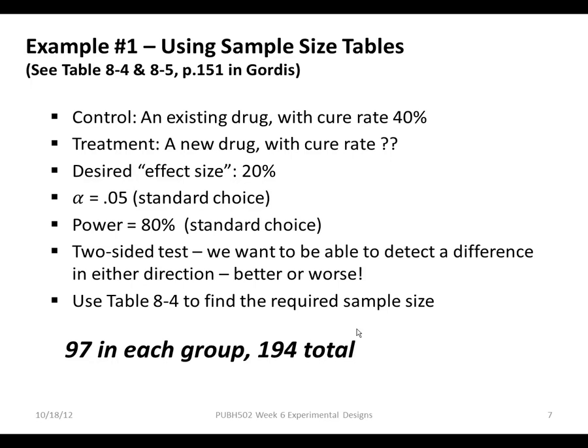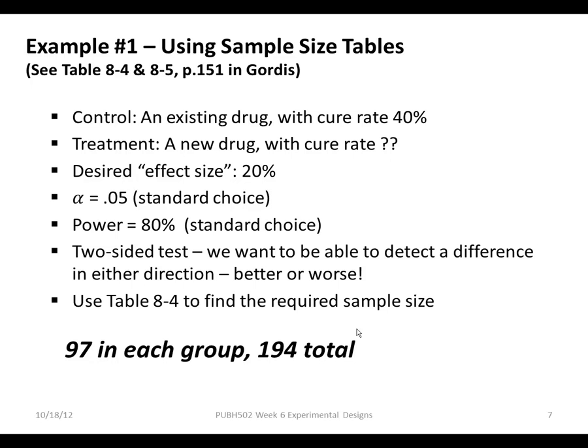They're provided in Gordis on page 151. In this scenario, our control group is going to be an existing drug, which has a cure rate of 40%. And we have a treatment, a new drug we want to try. Of course, we don't know the cure rate because we haven't tried it yet. But we're looking for an effect size of 20 percentage points. We want to be able to say, yes, this new drug is at least 20% more effective than our control.